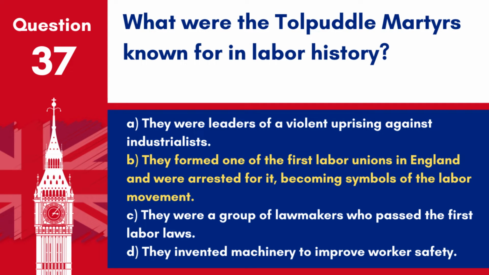They formed one of the first labour unions in England and were arrested for it, becoming symbols of the labour movement. The Tolpuddle Martyrs were agricultural labourers who were persecuted in the 1830s for forming a trade union to protest declining wages, galvanising labour and trade union movements.